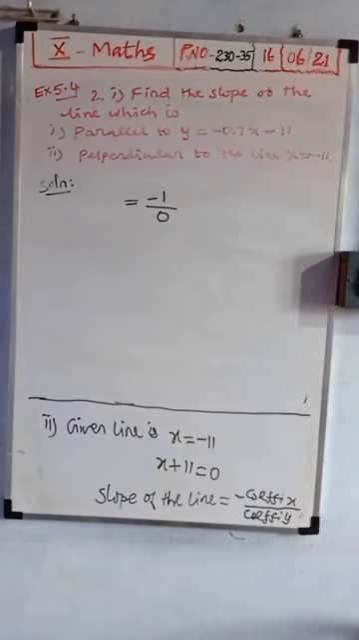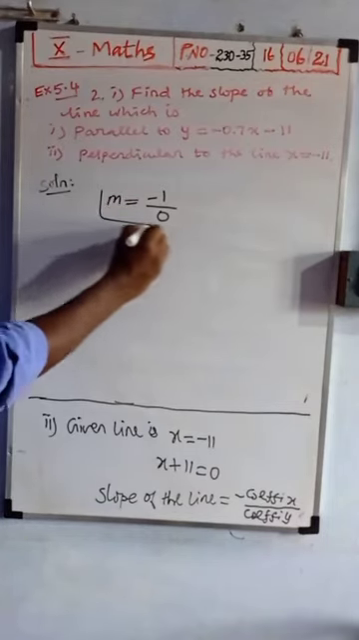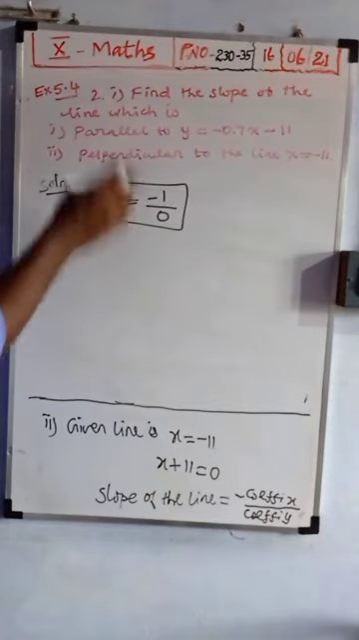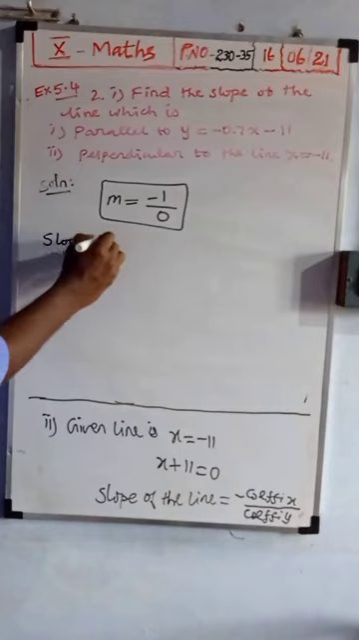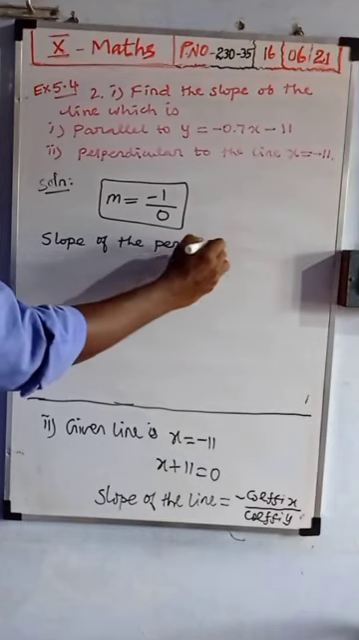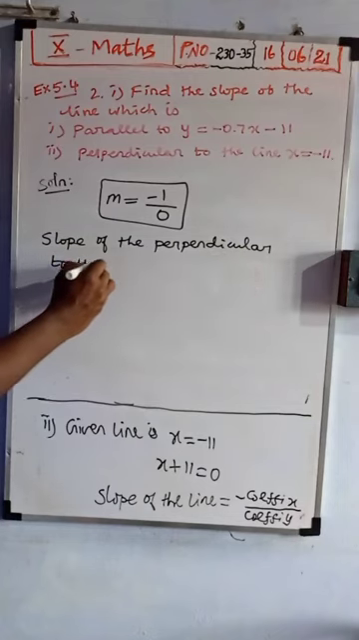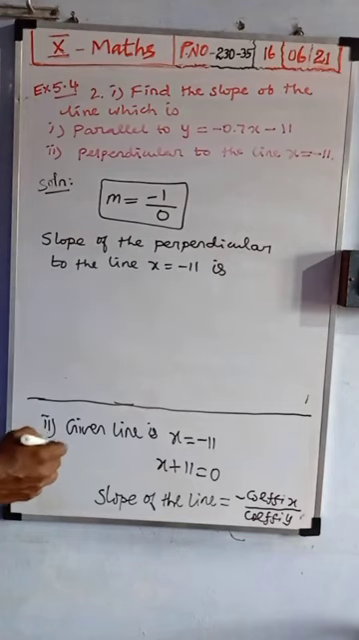So in this equation the slope is this. Actually, any number divided by 0 is undefined. But here they are asking for the perpendicular slope. Therefore, the slope of the perpendicular to the line x equals minus 11, you want to take as a reciprocal.